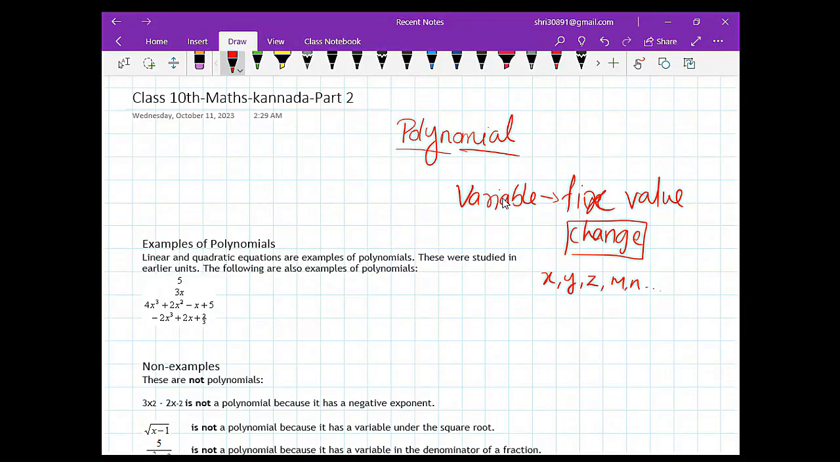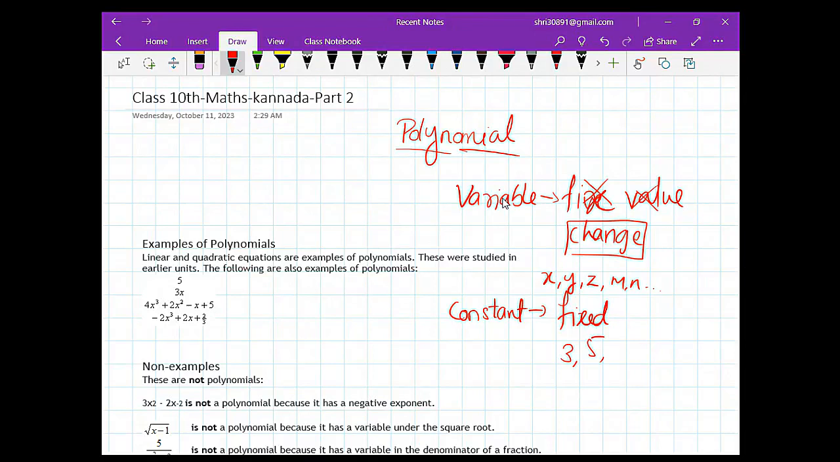And what is meant by constant? Constant means it's a fixed value. There will be no change. Variable means no fixed value, it has to change, and constant means it is fixed. Always it is fixed. If the number is three, it is always three only. If the number is five, it is always five only.